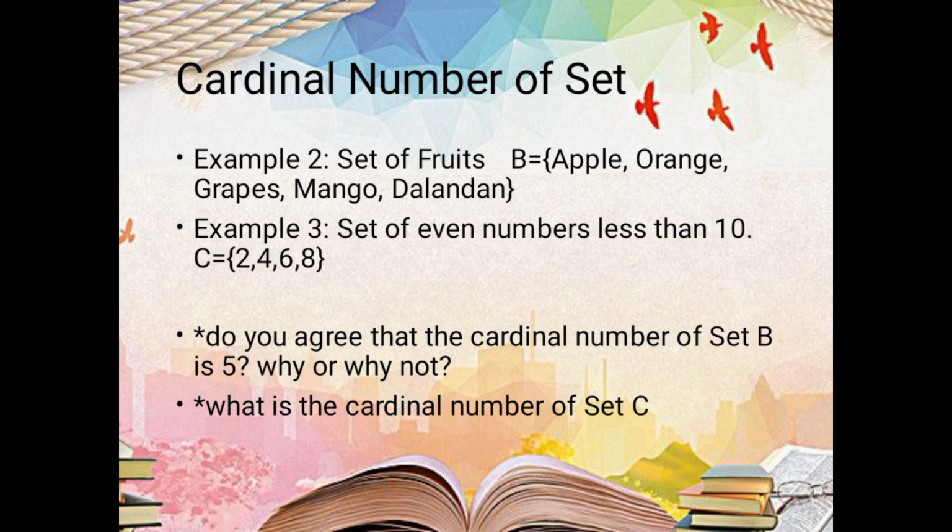As you can see, we have two questions below the examples. Question number 1, do you agree that the cardinal number of set B is 5? Why or why not? And last, what is the cardinal number of set C? So for example 2, it is 5 because we have 5 elements in example 2. And for example 3, the cardinal number of set C is equal to 4.